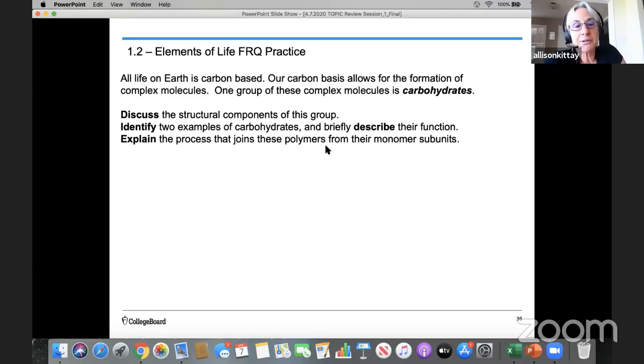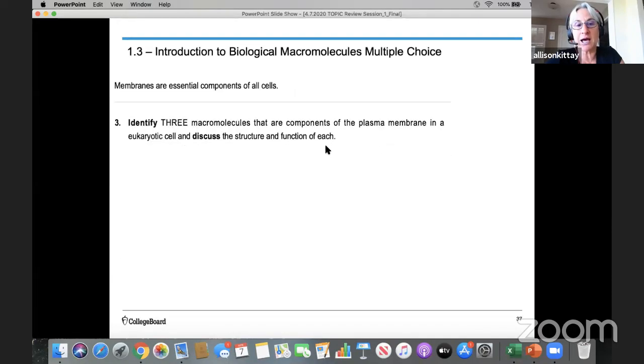It's about carbs. So first of all, you want to discuss the structural components of the group. Then you want to identify two examples and briefly describe their function. And then also explain the process that joins these polymers from their monomer subunits. So I'm going to skip that, but the scoring guidelines are here. You can go back to that.